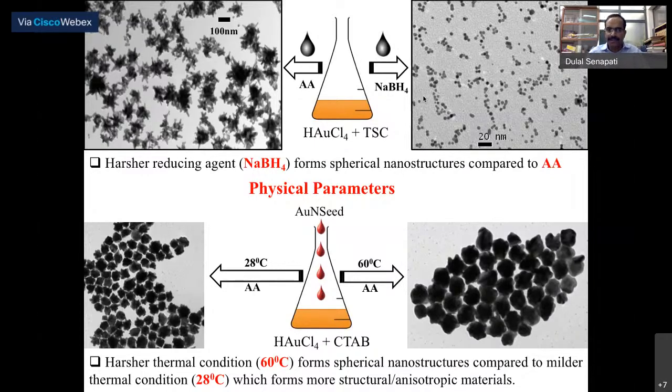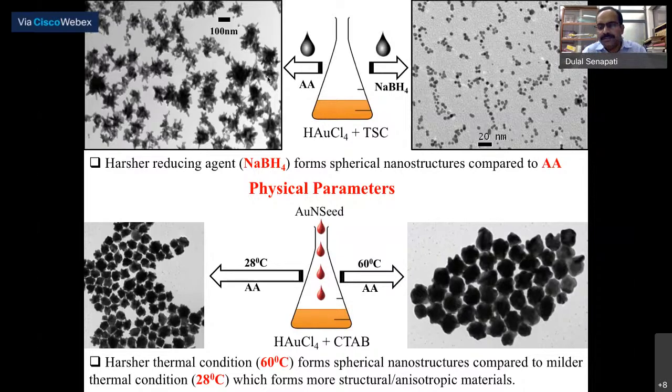On the other hand, keeping the same composition and everything, just change the reducing agent from sodium borohydride to ascorbic acid, which is a weak reducing agent. That means you are slowing down the kinetics of the reaction and giving the system much more time so that different facets grow in different directions. Then you can see on the left hand side, you can generate nicely anisotropic material. So you see, I'm keeping the composition the same.